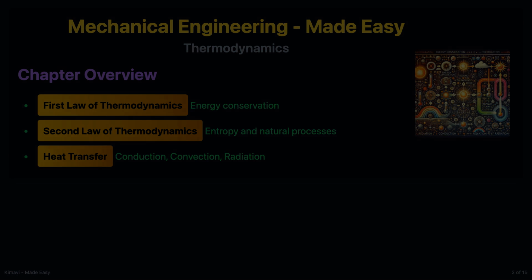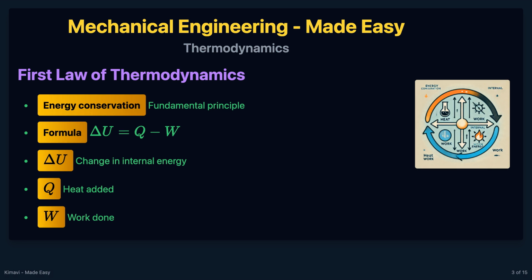of heat transfer. The first law of thermodynamics, also known as the law of energy conservation, states that energy cannot be created or destroyed, only transferred or converted from one form to another. Mathematically, it is expressed as delta U equals Q minus W. Here, delta U is the change in internal energy of the system, Q is the heat added to the system, and W is the work done by the system.